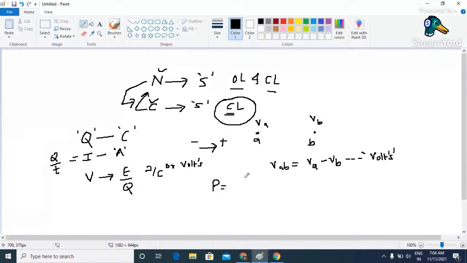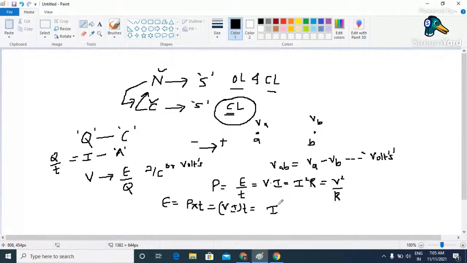Power is simply energy per unit time, or we can also define this as V into I, or we can write the same expression as I square into R, or V square divided by R. In the same way, we defined the concept of energy. Energy is nothing but power times time. We can define this as VI into T, or I square into R into T, or V square by R into T. All are nothing but the same.